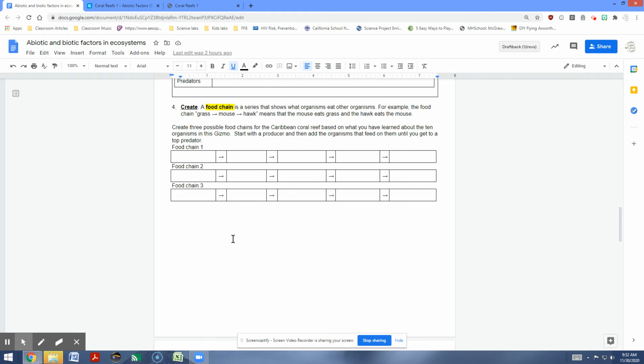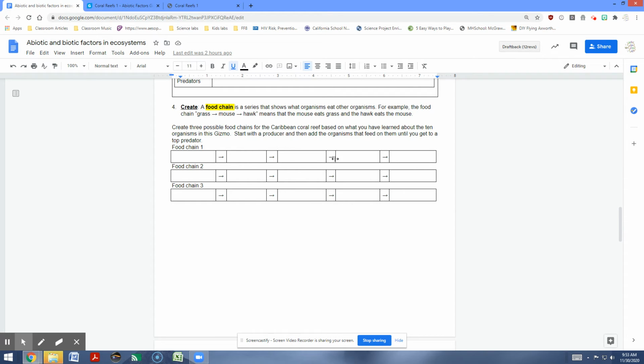Final question for activity A is our big point for this. What we're looking at is food chains. You need to create 3 food chains where you start with a producer, something that gets its energy from photosynthesis from the sun. You'll then go through and create something that eats off of the producers, and so on all the way through.